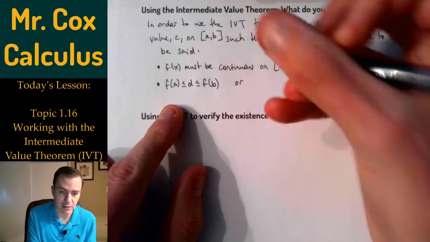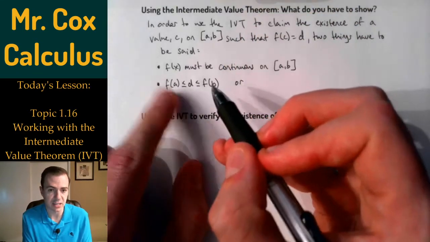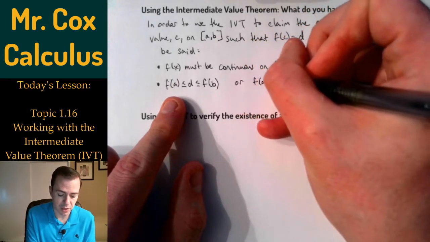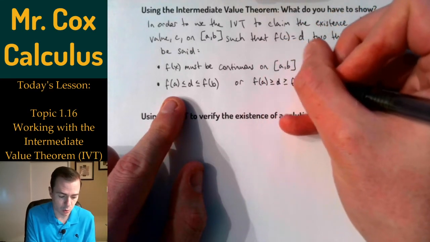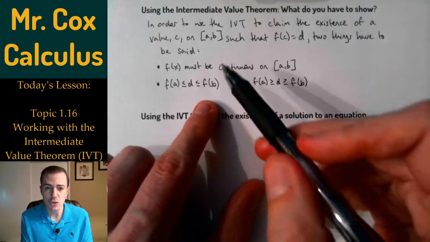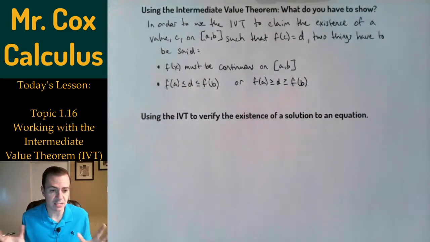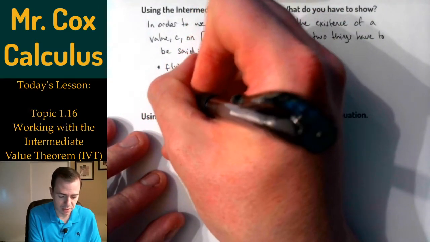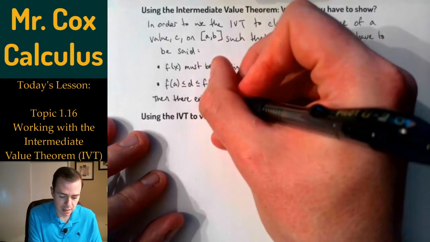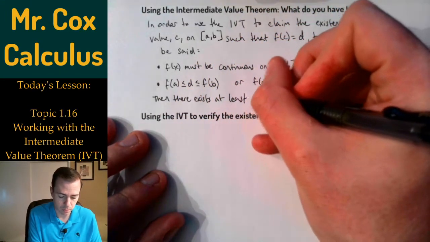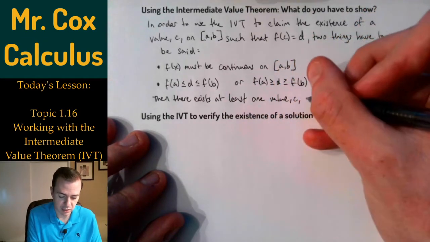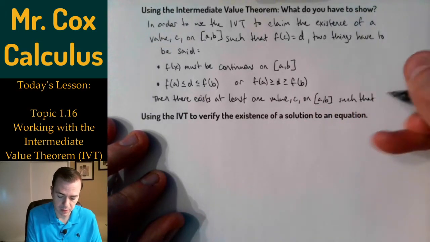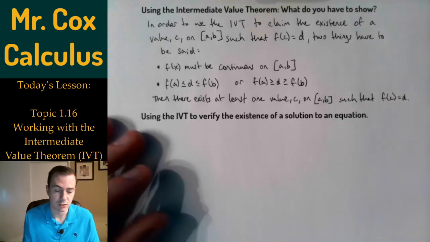It can also be said, really all that has to happen is D has to be sandwiched in between f of A and f of B, and that could happen if f of A was greater than or equal to this value D, which is greater than or equal to f of B. If you can say that it's continuous and that that value D is in between f of A and f of B, then you can say that there exists at least one value, C, on the closed interval A to B, such that f of C is equal to that value D.